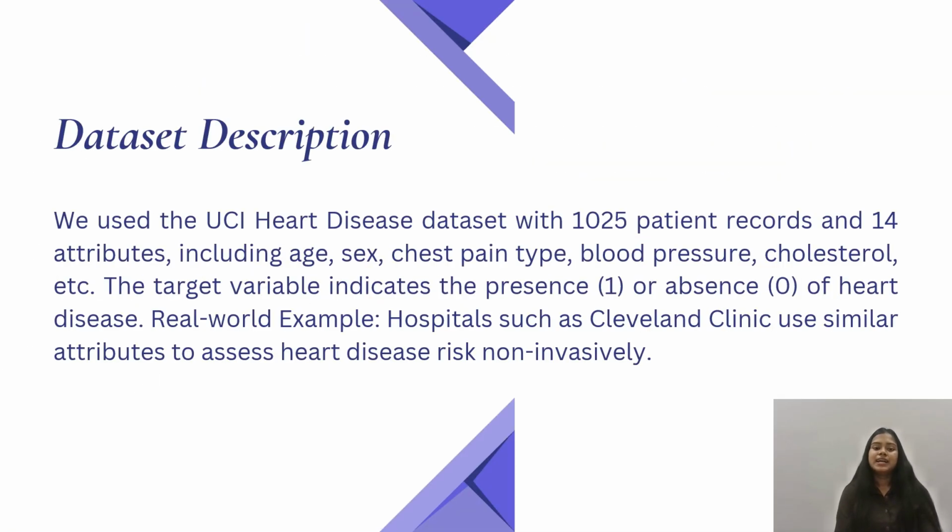And here is our dataset description, where we use the UCI heart disease dataset. It includes 1025 patient records and 14 key attributes such as age, chest pain type, cholesterol, and resting blood pressure. The target variable simply indicates whether the person had heart disease or not. Let's take a real-world example. This is similar to what hospitals like Cleveland Clinic use: non-invasive methods to assess heart disease risk by evaluating patients' history and lab results.